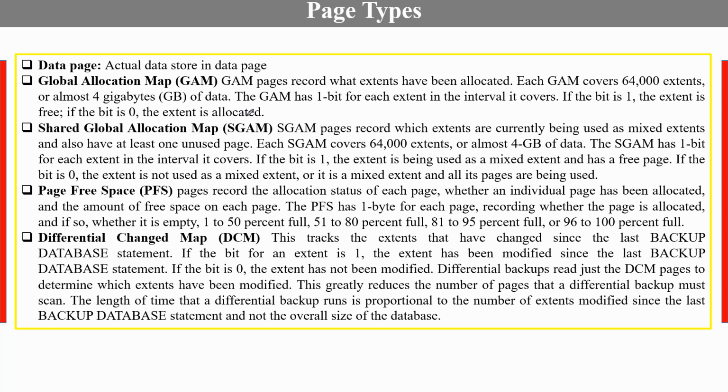First point clear, sir. From where your extents are allocating? From the GAM page. How does SQL Server know whether that extent is free or used? By the bit value. If the bit is 1, the extent is free. If the bit is 0, the extent is already allocated. Yes? No?